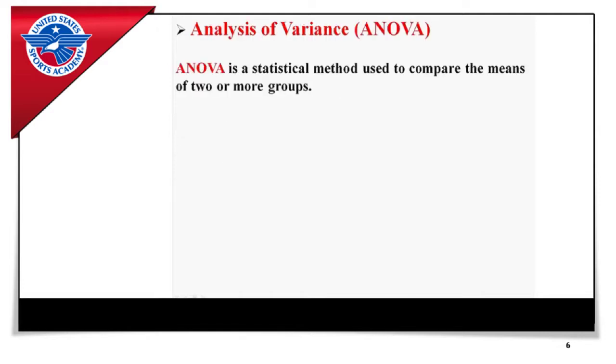So first of all, ANOVA. ANOVA is a statistical method used to compare the means of 2 or more groups. Like before, when we were doing t-tests, we could compare 2 samples. With ANOVA, we can compare 3 samples, or 4 samples, or 7 samples. We can compare more than 2 groups.